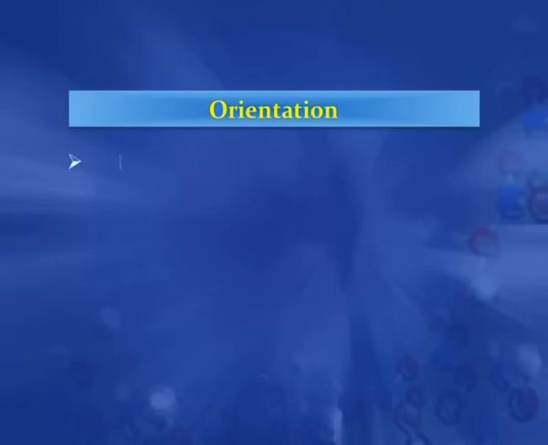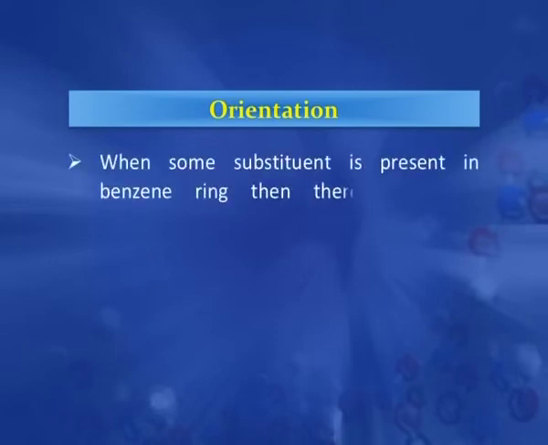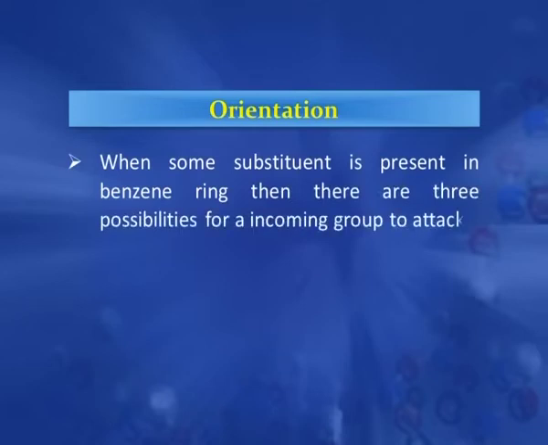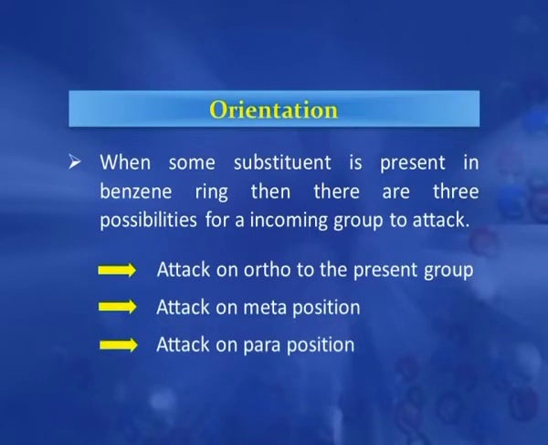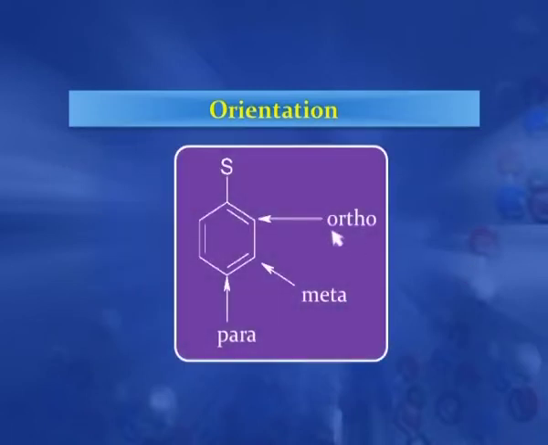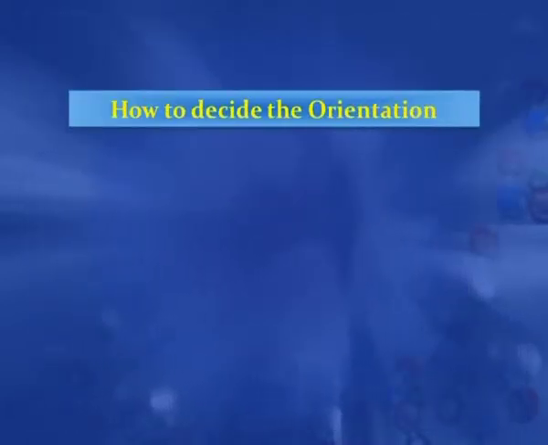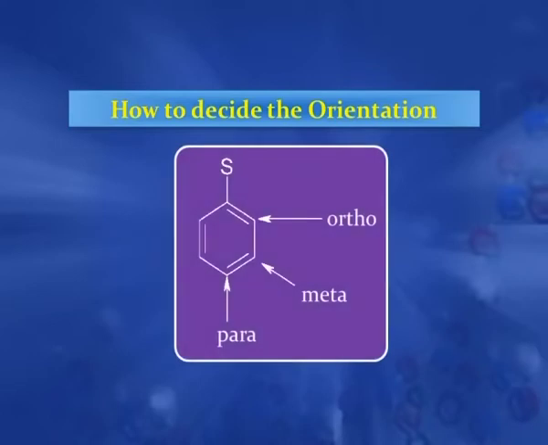Now, not only is the reactivity affected by the presence of a group, it also affects the orientation. Means, now if we have one substituent, then there is a possibility that an incoming group can attack on ortho, it can attack on meta, or it can attack a para position of the present group. Now, this is your substituent present on benzene. So, this incoming group can enter at ortho, meta or para position. Now, how to decide the orientation? Incoming group will go on ortho, meta or para.